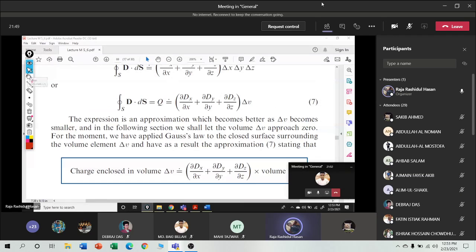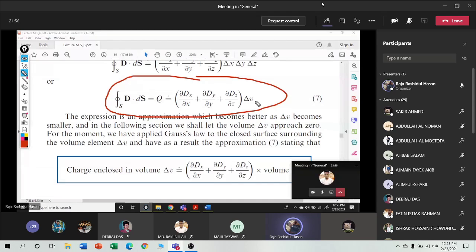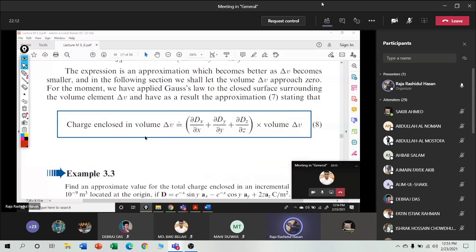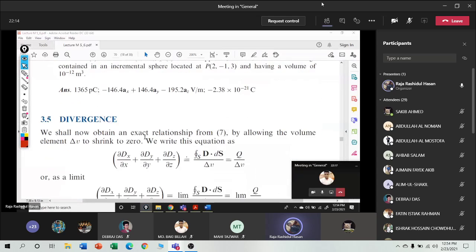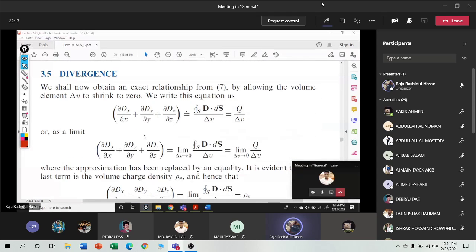Derivation from the concept of a cubical object, we can find the equation Q equal to closed integration of D dot dS, or equal to this portion. Okay, now from this equation number 7, we can reformulate another equation and define the divergence. So give the title divergence.